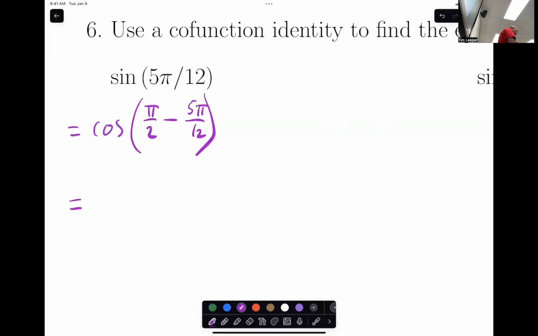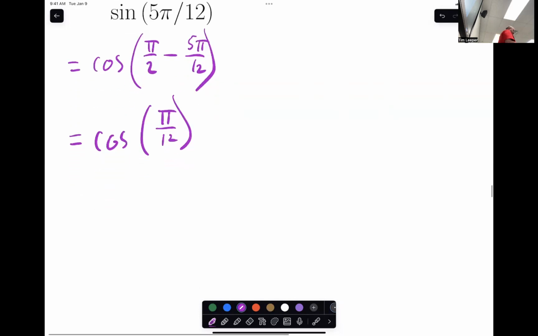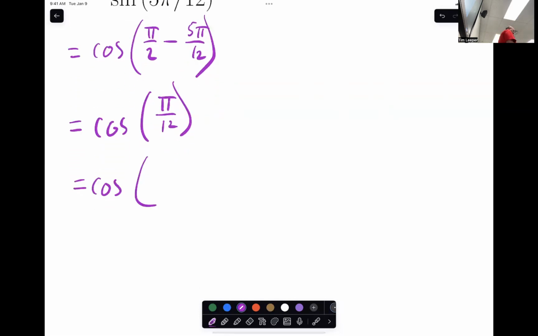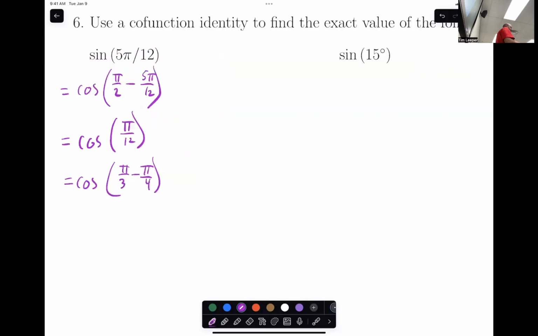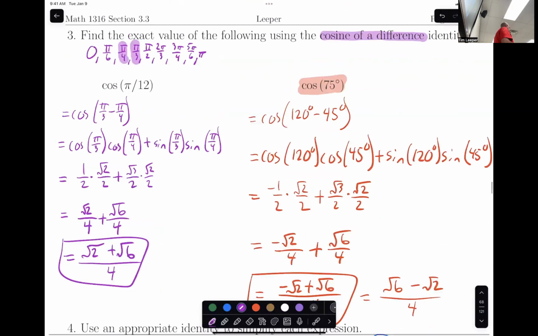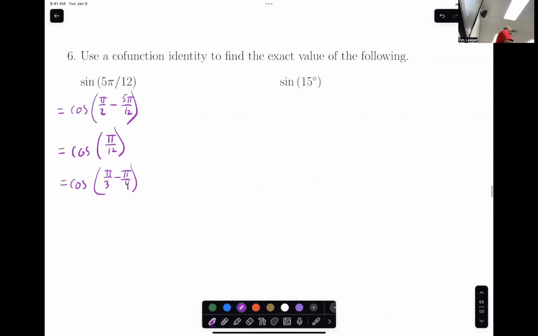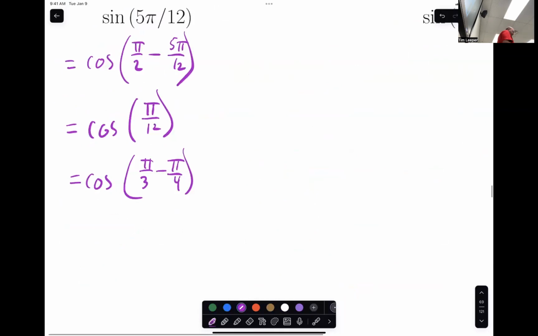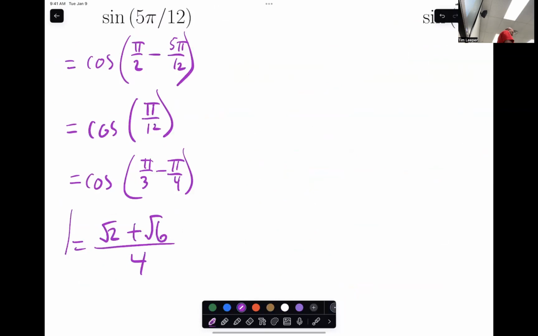And that, of course, gives us cosine of pi over 12. And at that point, you could use the cosine of the sum or difference formula. In this case, you would use the cosine of a difference formula, which was, as we've already seen, pi over 3 minus pi over 4. But we've already done this before. Coming back up here, notice that we did the cosine of pi over 12. What do we get? The square root of 2 plus the square root of 6 all over 4. So that's telling us that sine of 5 pi over 12 is the square root of 2 plus the square root of 6 all over 4.